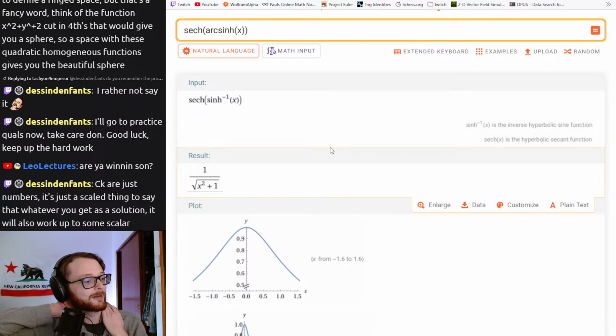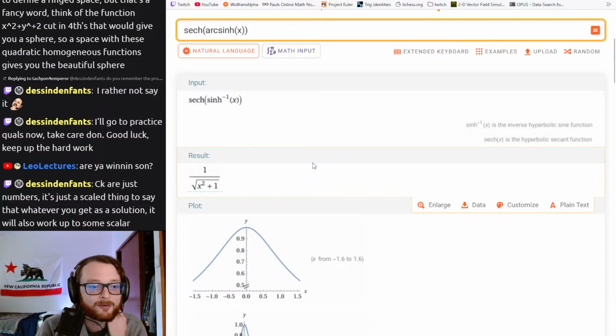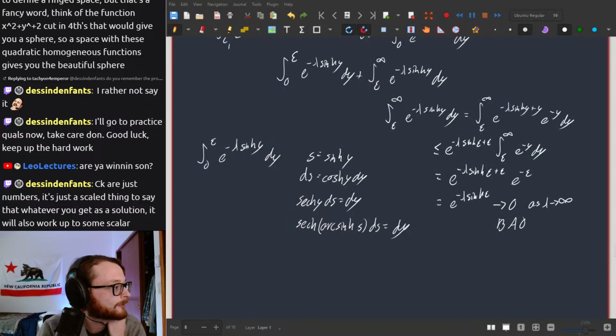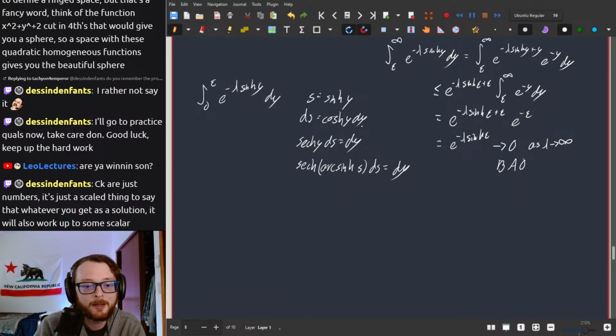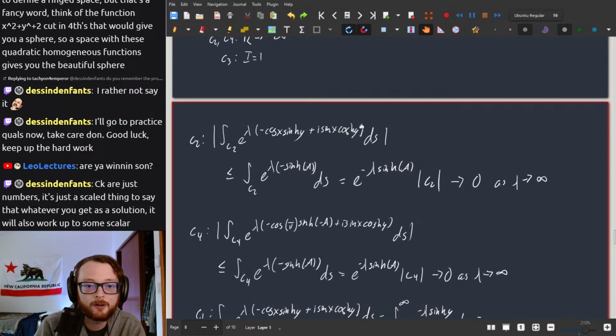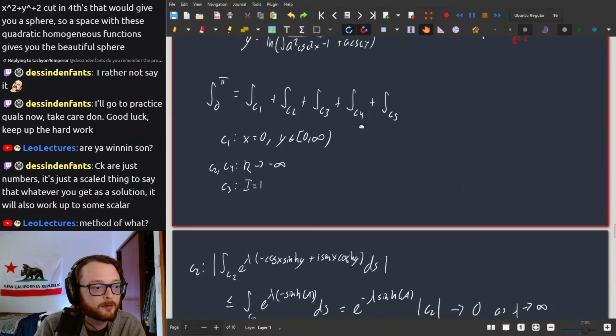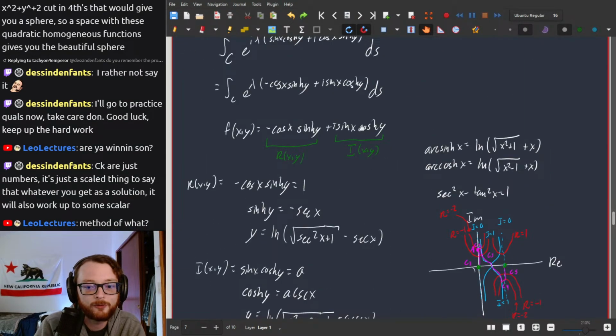Hey, Leo. Kinda. Doing a very tedious problem about method of steepest descent right now. Okay, can I get the formula? Method of steepest descent.